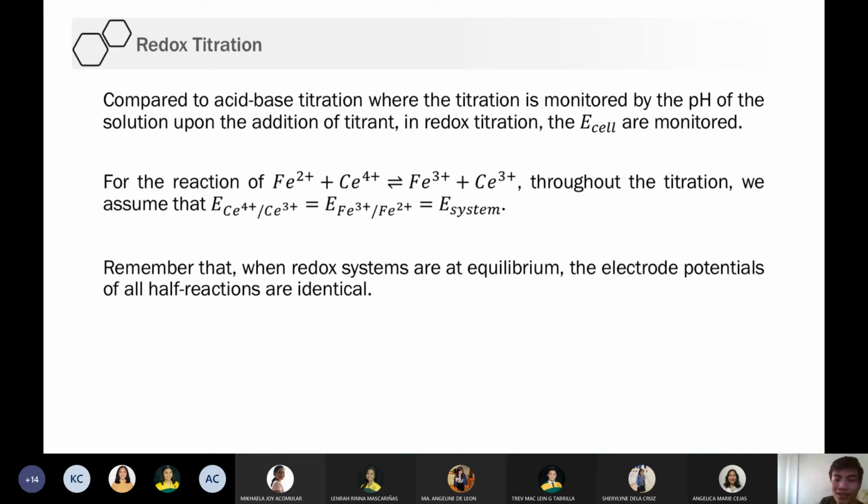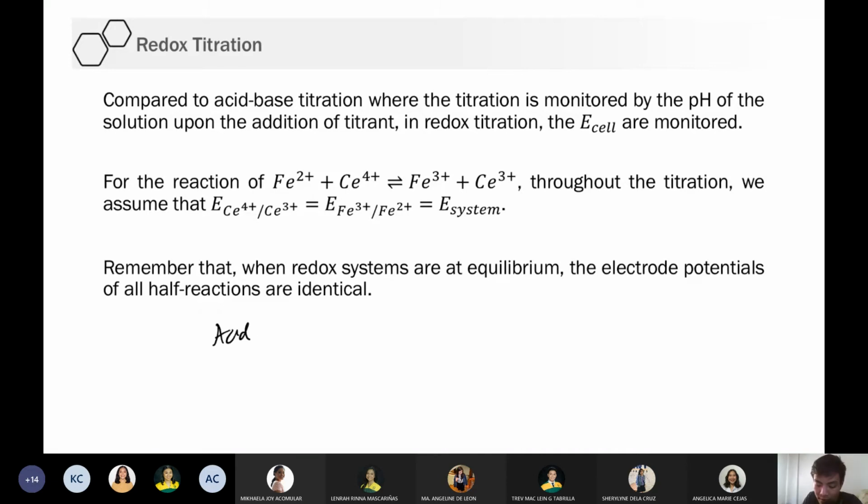Okay. So for the second part, we have the redox titration. Ito mabilisan lang to ha. So again, yung acid base may titration doon, ang redox meron din, okay? So redox titration is a titration that involves electrochem.